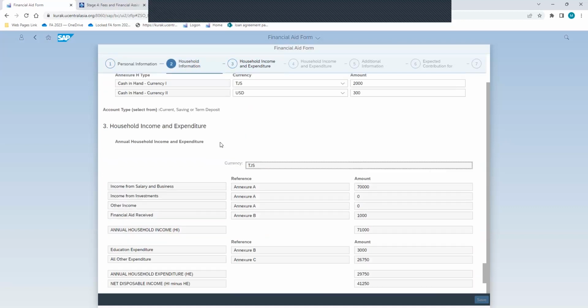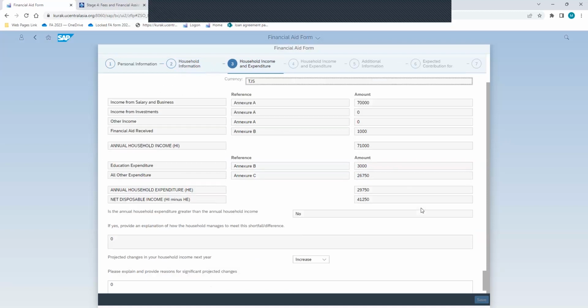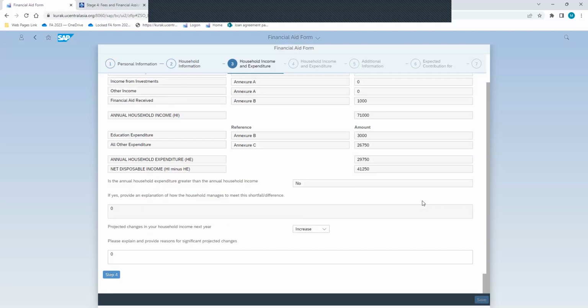So the household income and expenditure, you can just see whatever I've mentioned in Annex A, Annex B, Annex C. It is already calculated here. You can also take a look at your details. Just get the calculator and start calculating if it is good with you. So C, net disposable income is 41,250.